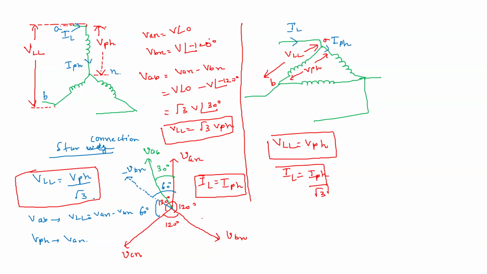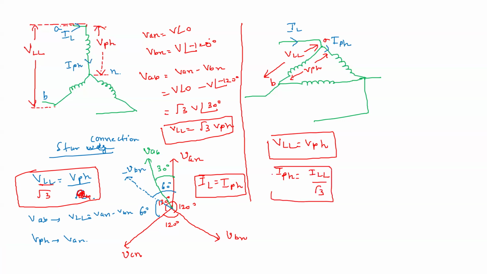Oh, sorry, I am writing things the wrong way everywhere. Did anyone notice? It was not here, it is here. V phase is V line to line by root 3. I wrote it the other way. Here also, I phase is basically I line by root 3.